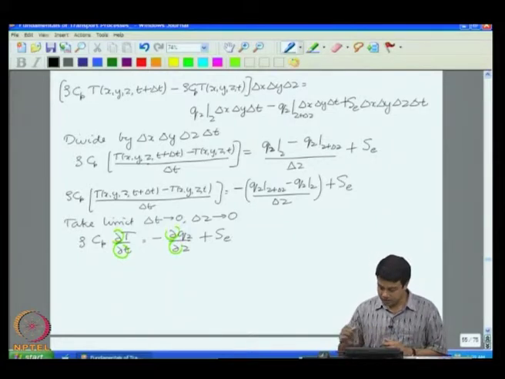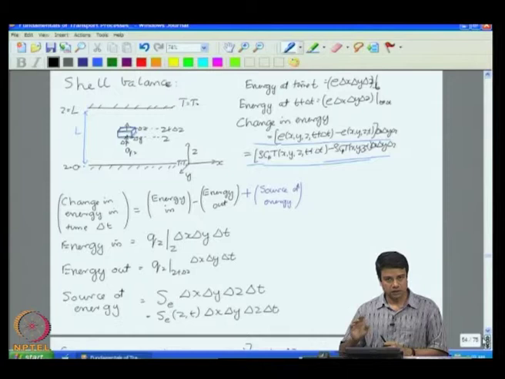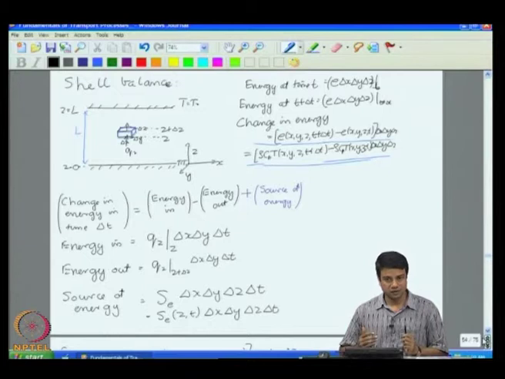Note that the amount of energy produced is equal to S times volume times time. Therefore, S is the amount of energy produced per unit volume per unit time. If the energy were produced due to a reaction, then we know what the rate of reaction is. The reaction rate per unit volume per unit time times the delta H of the reaction will give you the source of energy.